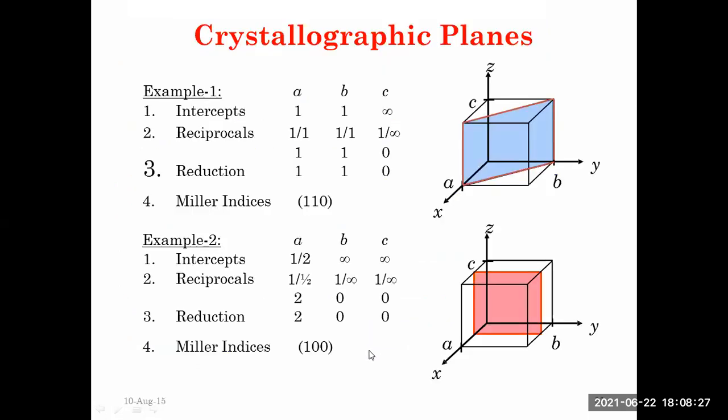Now I will show you one example. Let us take a cubic unit cell, and I want to know the Miller indices of this plane. You can see A, B, C, D is one plane. A, B, C are the dimensions of the unit cell along the x, y, z axes, and this is the plane.